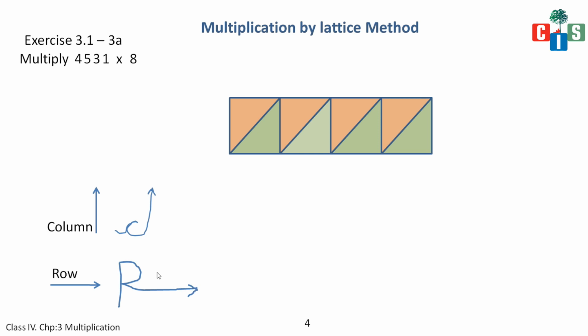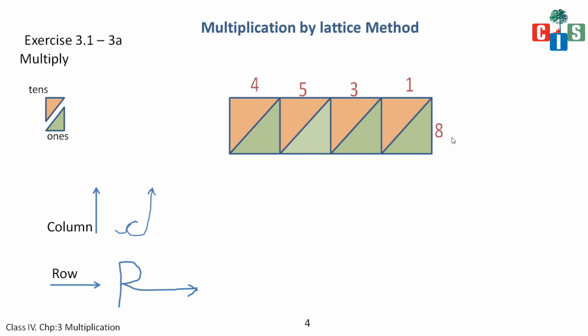Fine. Now we will give each number one box. So 4, 5, 3 and 1 are there, and this 8 will also come here. Fine. 1 row and 4 columns. Clear with it? The top part, that is the orange section, is tens and the green section is ones. For 8 ones you have this box. For 8 threes you have the second box. For 8 fives you have the third box. For 8 fours you have the fourth box.